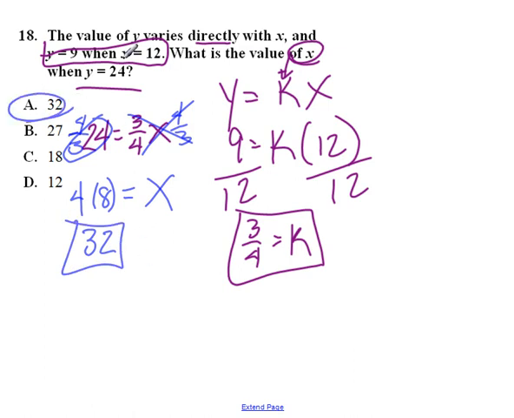So that's our process. We plug the first two numbers in, find out what that k is, then we plug in this one with our k value to find our x. It's a little silly, but it is what you need to do for that particular problem.